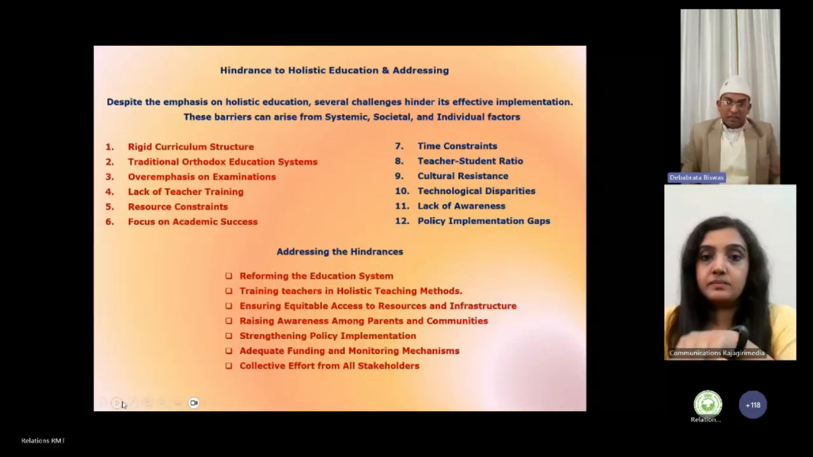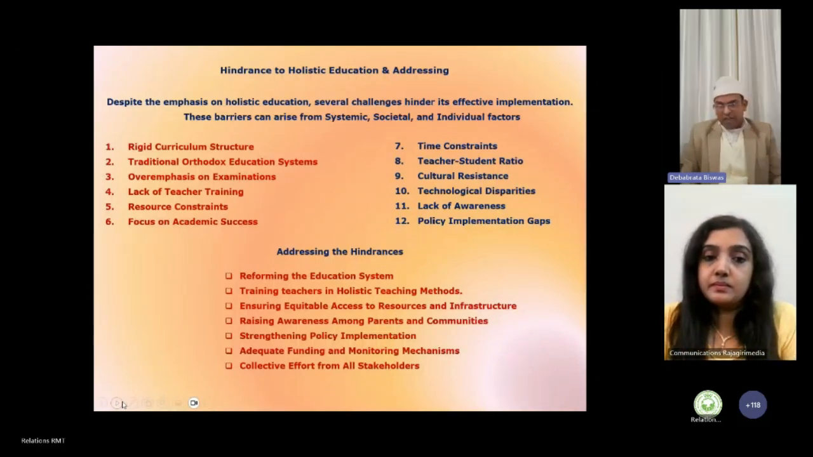Rigid curriculum structure. This is the syllabus, this is the exam, you have to do it. So this kind of lack of flexibility is there. Traditional or orthodox education system emphasizes examinations. You have to score the marks, and so many examples we can give, so many metaphors, so many quotes.